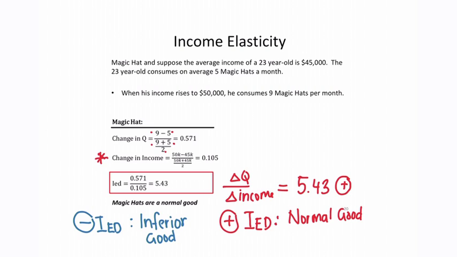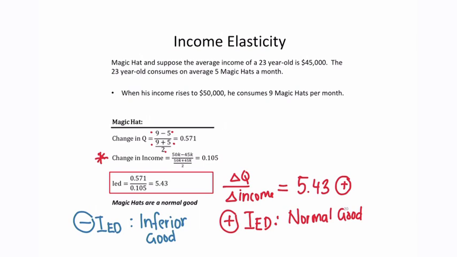So therefore, with a rise in income for the 23-year-old, he is consuming more Magic Hats per month, and therefore this beer is a normal good for him.